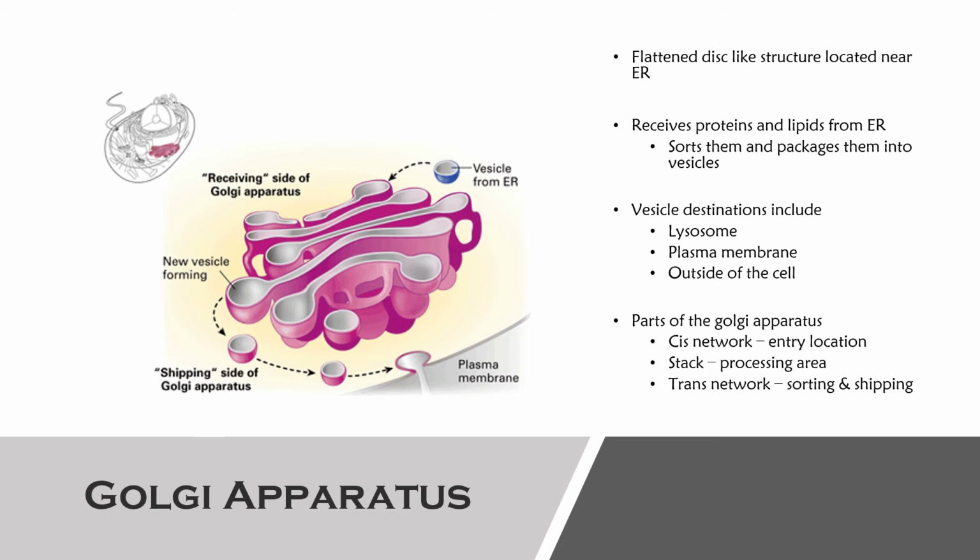There are three parts to the Golgi apparatus you're going to want to know. The cis network, that's where everything enters. It's the receiving side of the Golgi apparatus. The Golgi stack is where everything is processed, and the shipping side of the Golgi apparatus, where everything is sorted and released, is the trans network of the Golgi apparatus.